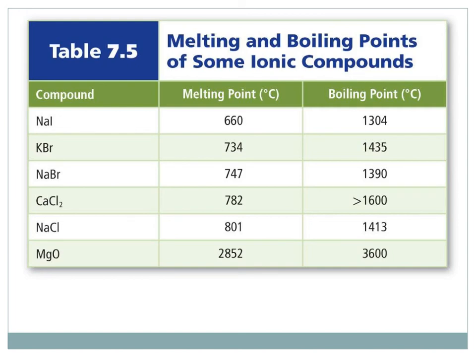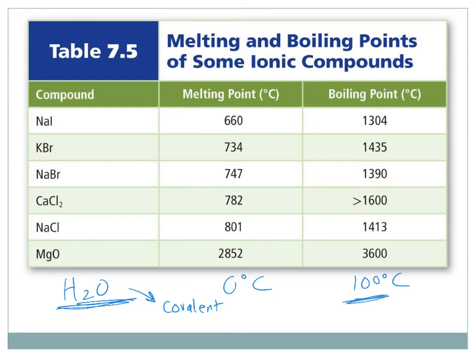And so just some various numbers here, and I only put these up here to get you to reference water. You think of water. Water melts at 0, it boils at 100 degrees Celsius, but water is not ionic. Water is covalent. And while 100 degrees seems like a high temperature to us, compared to the ionic stuff, 100 degrees is nothing. It's very low.